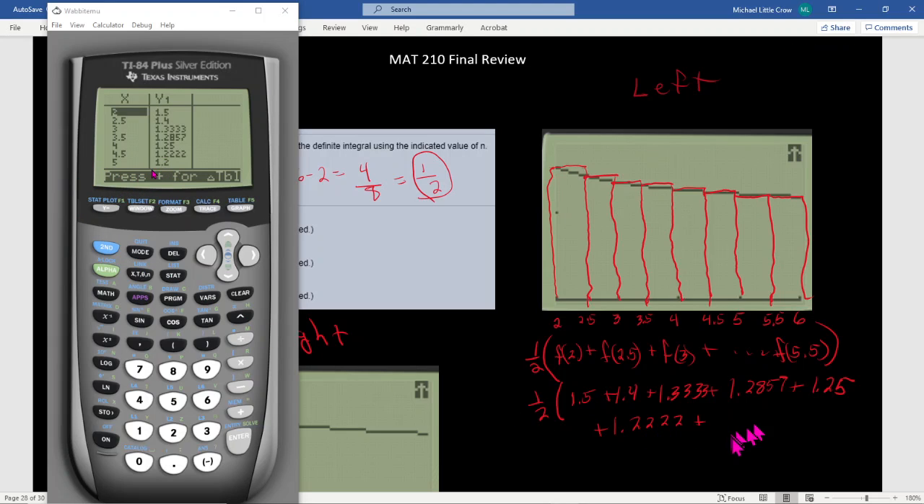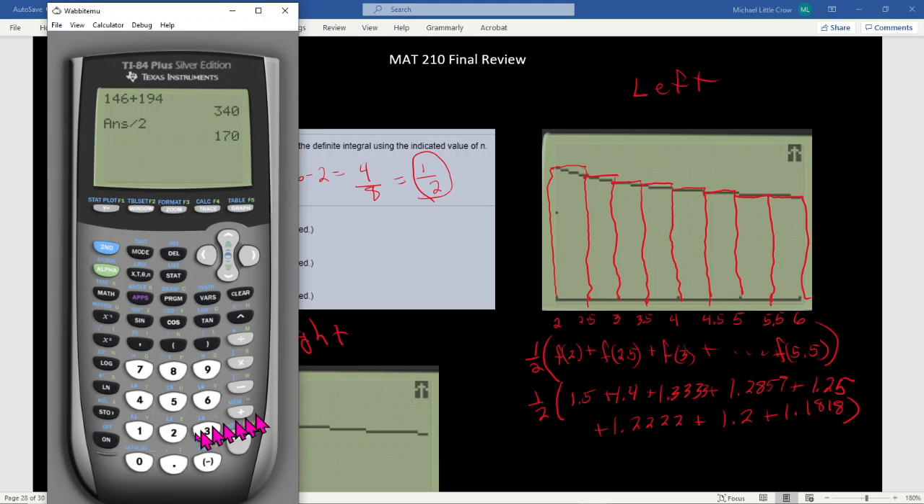F of 5 is 1.2. And then I have to go all the way to 5.5, so I have to arrow down. There's my 5.5, 1.1818. Okay, count them, there should be 8. 1, 2, 3, 4, 5, 6, 7, 8. Beautiful. Now I just need to add them all together. Again, tedious, but necessary.